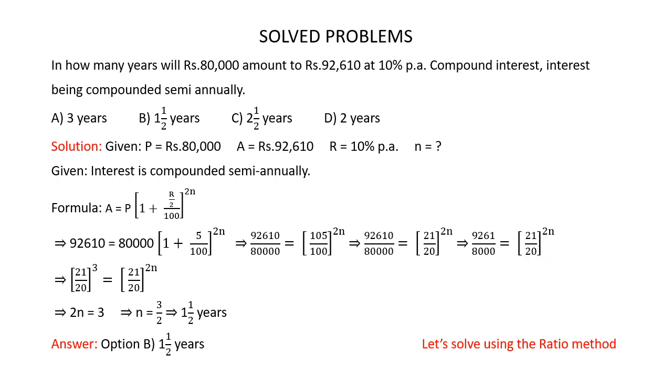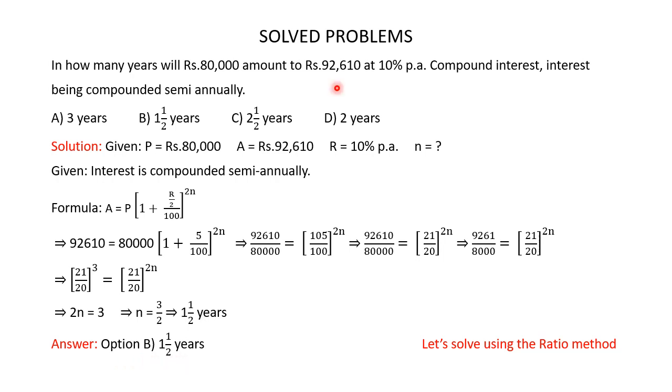As you can see here, 9,261 is nothing but 21 cubed and 8,000 is nothing but 20 cubed. So now you have 21 by 20 the whole cubed is equal to 21 by 20 raised to the power 2n. From this you can easily know that 2n is equal to 3, which means n is equal to 3 by 2 and 3 by 2 is nothing but 1.5. So time is 1.5 years. So the correct answer is option B, 1.5 years.